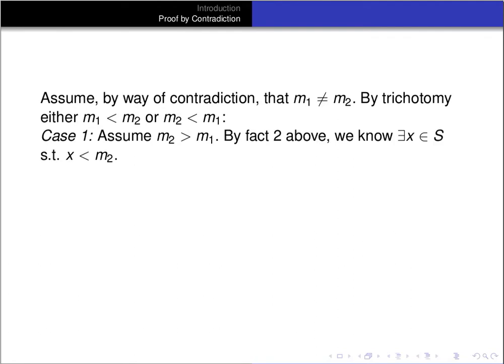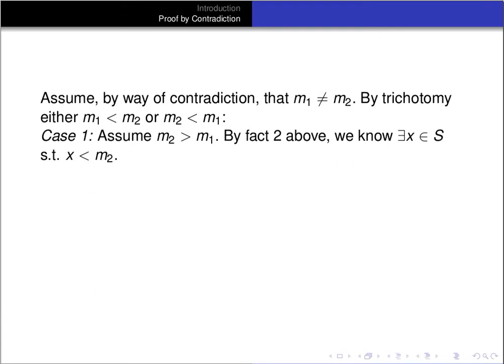Since M2 is bigger than M1, and M1 is an infimum of S, we know by fact 2 above that there's something in S smaller than M2. Remember, M1 is an infimum, so anything larger than M1 can't be a lower bound. So there's something in the set smaller than it, right? So that means there's X in S so that X is less than M2.